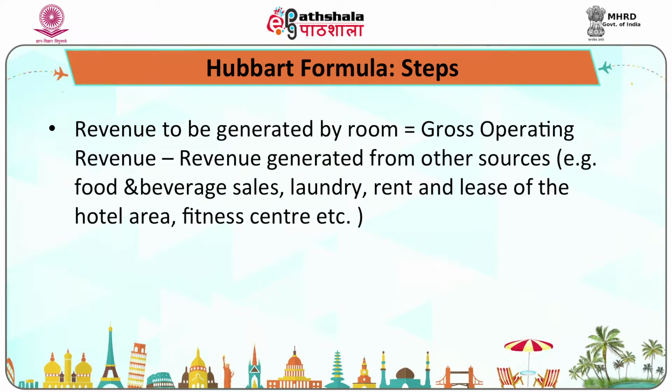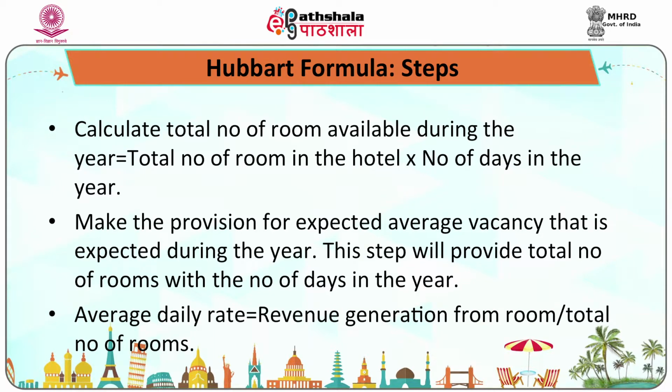The fifth step includes revenue to be generated by rooms, which equals gross operating revenue minus revenue generated from other sources, for example F&B sales, laundry, rent and lease of hotel area, fitness center, etc. The sixth step includes calculation of the total number of rooms available during the year, that is equal to the total number of rooms in the hotel times the number of days in the year.